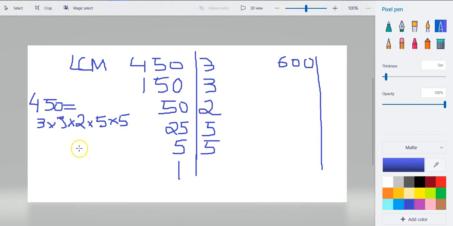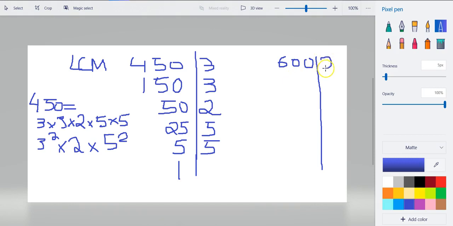If you wanted to write this in shorthand notation, you could also say that 450 is equal to 3 squared times 2 times 5 squared. This will be helpful when you are talking about large numbers. All right, now that we have 450, let's continue with 600.